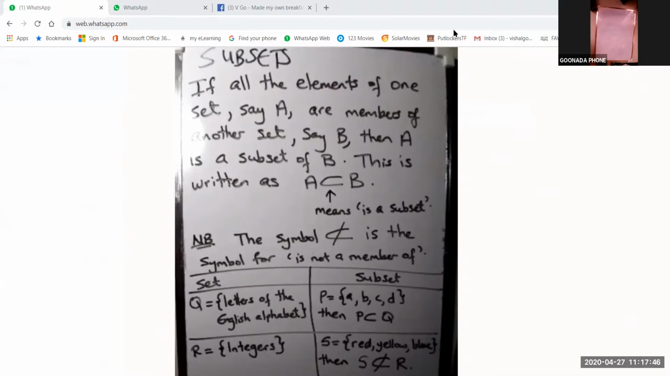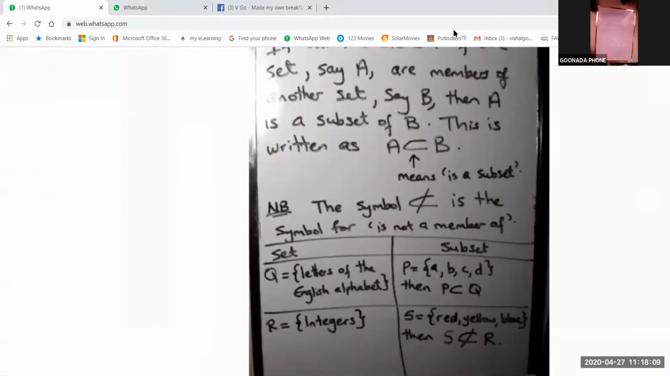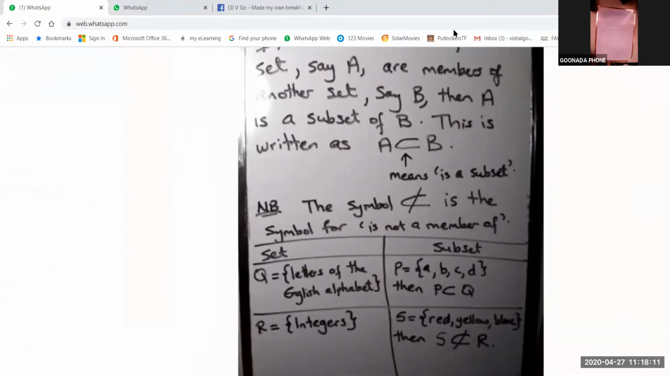Yes, sir. Okay. So can I change the image? Yeah, you can change it. Okay. Just a minute.